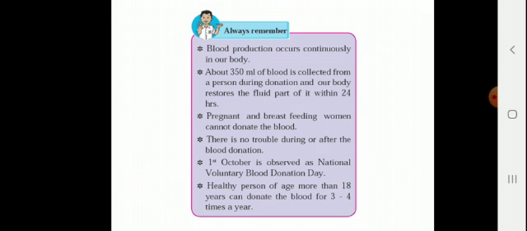Blood production occurs continuously in our body. About 350 ml of blood is collected from a person during donation, and our body restores the fluid part of it within 24 hours. Pregnant and breast feeding women cannot donate blood. There is no trouble during or after the blood donation. 1st October is observed as National Voluntary Blood Donation Day. A healthy person of age more than 18 years can donate blood 3 to 4 times a year.